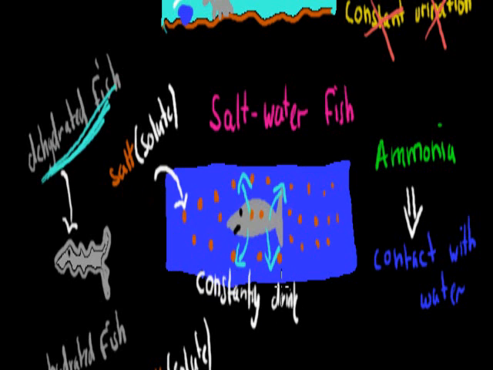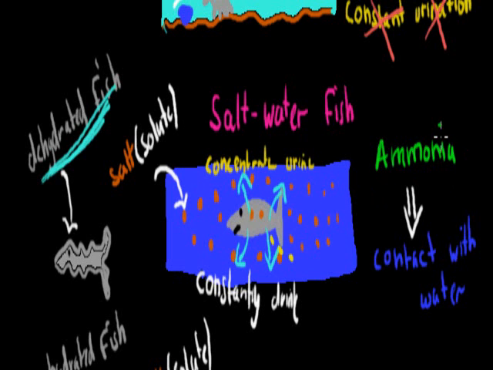And also, it's going to produce concentrated urine, but not much of it, and concentrated, right? So it's going to produce concentrated urine. So those two adaptations help this saltwater fish not become shriveled up and dehydrated.